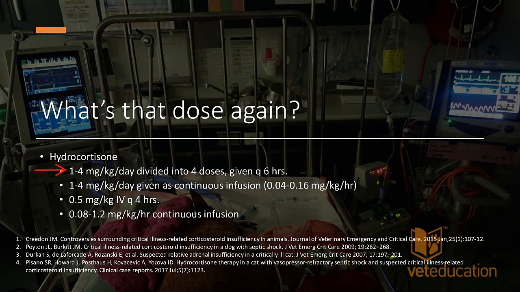Okay, that's hydrocortisone. Or we can give 1.4 milligram per kilo per day given as a continuous infusion. That's 0.04 to 0.16 milligram per kilo per hour. Or we give 0.5 milligram per kilo IV every 4 hours, or we give 0.08 to 1.2 milligram per kilo per hour continuous infusion. So similar, lower dose at least to the one up here, but actually quite significantly higher dose. 1.2 milligram per kilo per hour is very, very high.